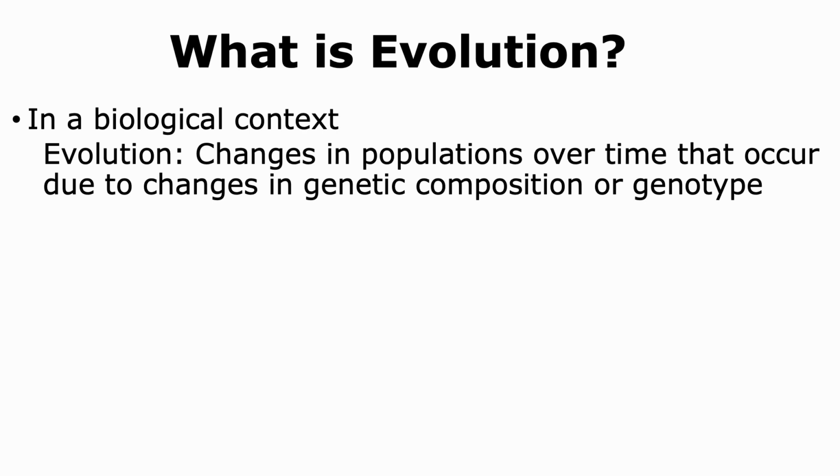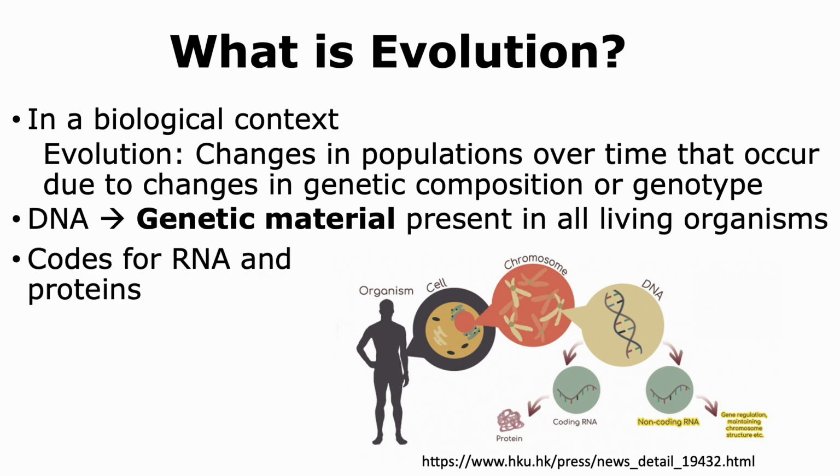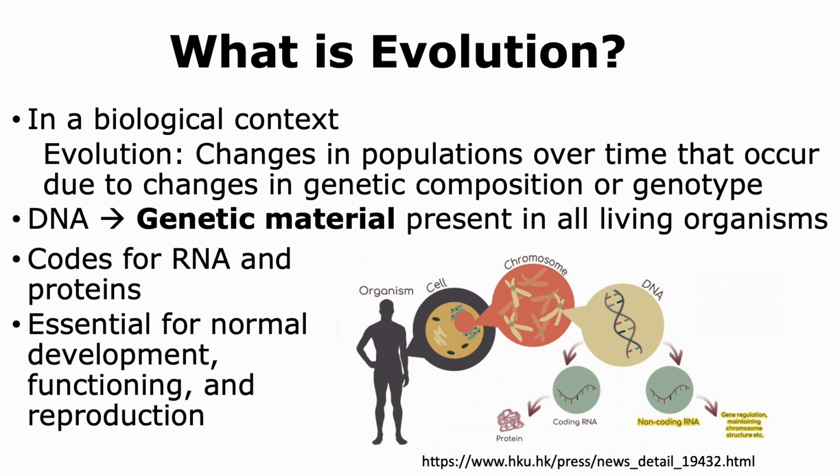In order to understand what genotype is, we need to know what is the genetic material of living organisms. Deoxyribonucleic acid, or DNA, is considered to be the genetic material that is present in all living organisms. This macromolecule is able to code for ribonucleic acid as well as proteins, and these macromolecules play essential roles in the normal development, functioning, and reproduction of different living organisms.